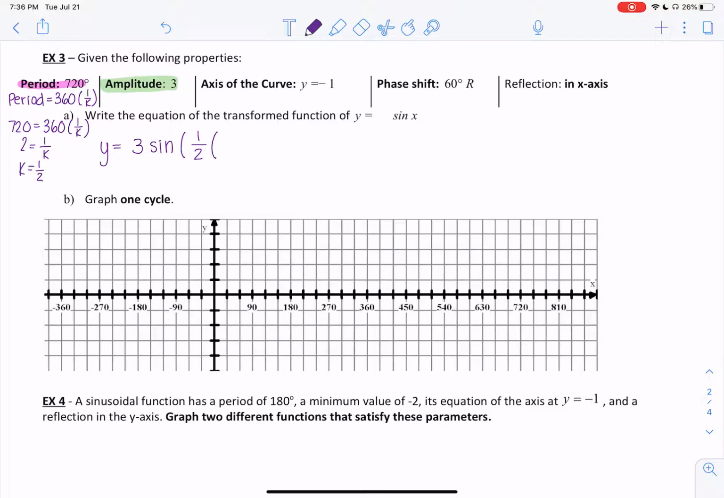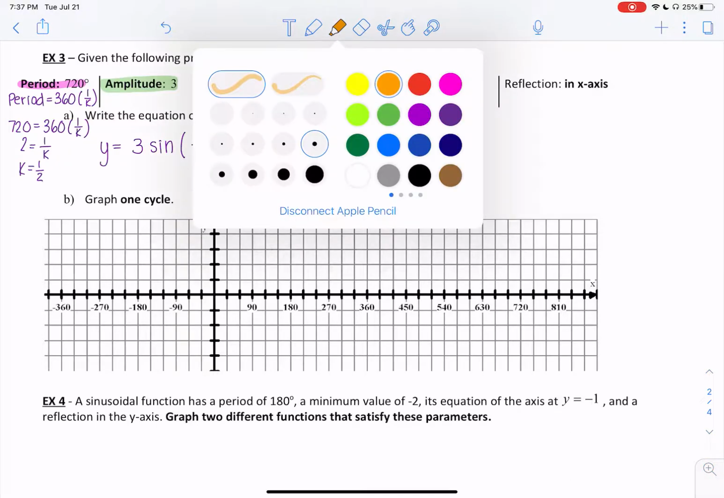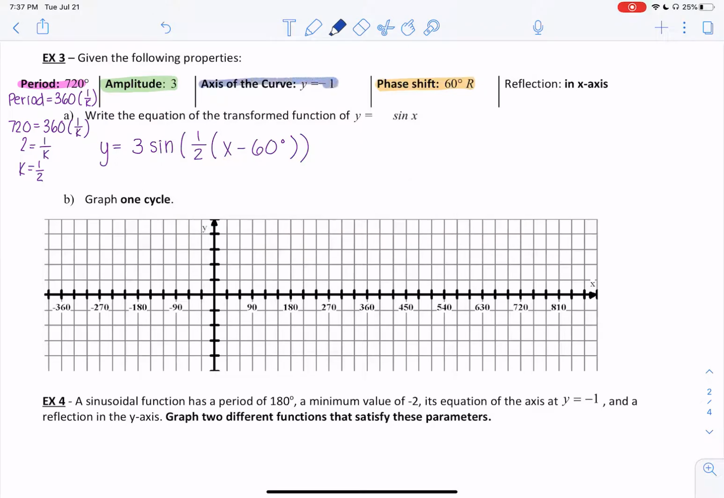Next, we have x, and now we figure out our d value. We have a phase shift 60 degrees to the right. That means in the equation it's going to appear negative, like this. So that's how we got that. And now we have our axis of the curve, which is always our little blue c value tacked on to the end. So we'll have a -1.